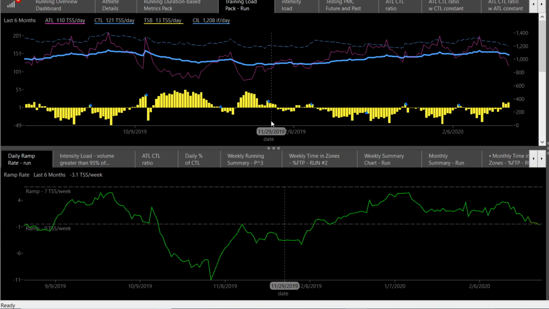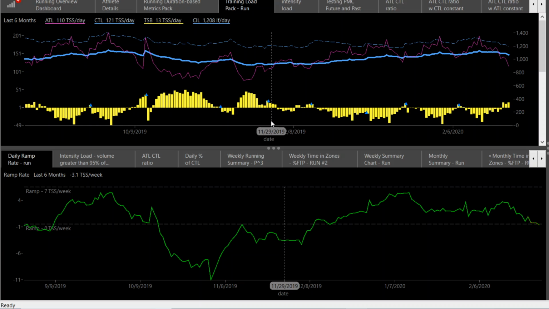Okay, let's go a little bit into the underlying metric here. In WKO, it is training stress score. In Power Center, it is running stress score. That is the little cell, the little element that is a reflection of both volume in terms of duration and intensity in terms of relative to functional threshold power or relative to critical power.